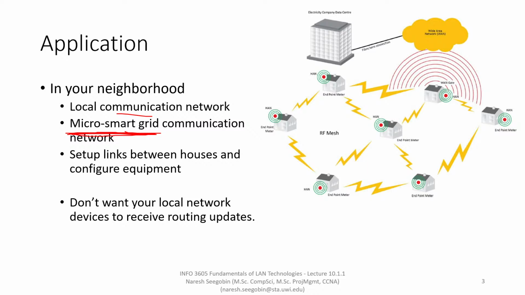So we're using communication. You can use dynamic routing to help with your micro smart grid setup. Basically, it's setting up links between houses and configuring equipment. That's that part. But then you have the way electricity or power is moving around different units. So consider this is data, and then you have a next link that is power. So one is data and one is power.